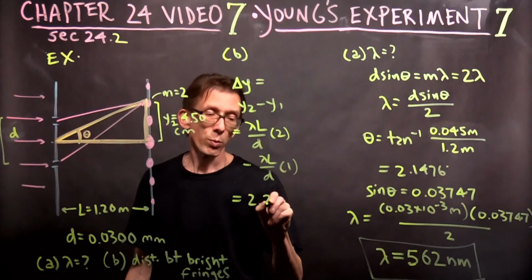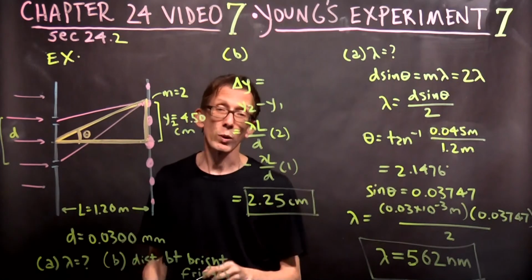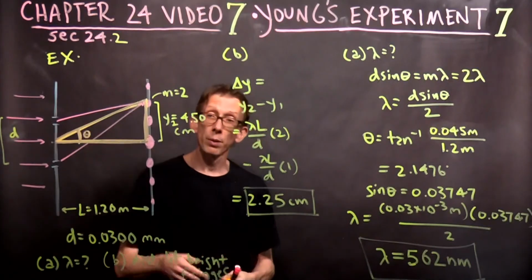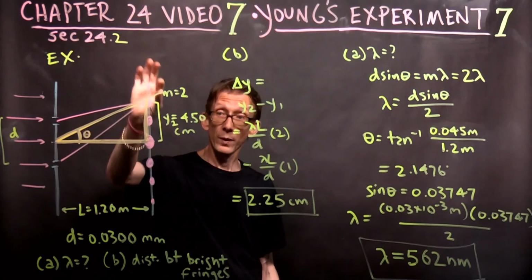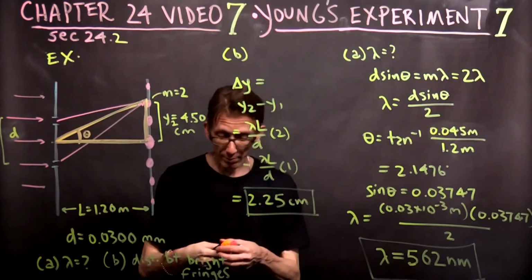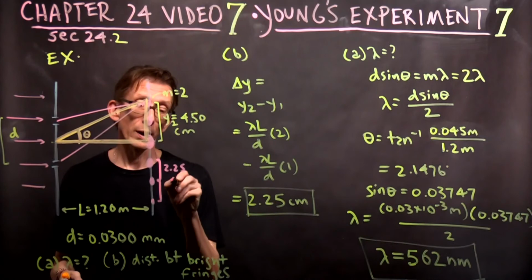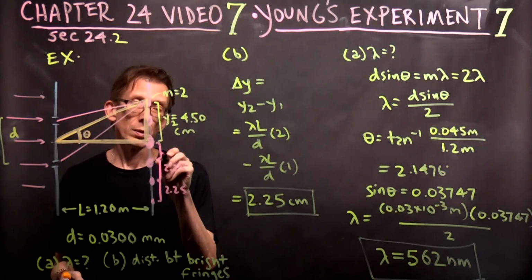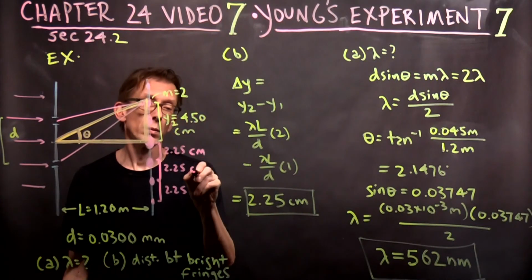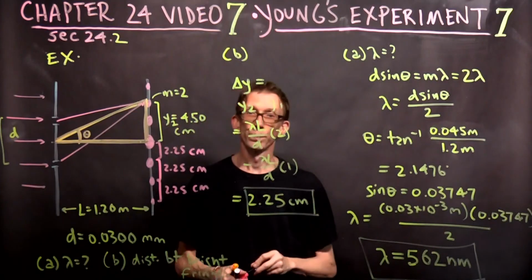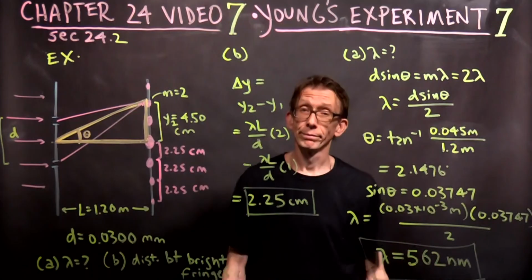2.25 centimeters. That is the separation between bright fringes. The bright fringes show up at steps of 2.25 centimeters above the central maximum and also below the central maximum. Every gap is 2.25 centimeters, all the way up and down. They're equally spaced. We just found the gap between numbers 1 and 2, but that's the same as the gap for everybody.